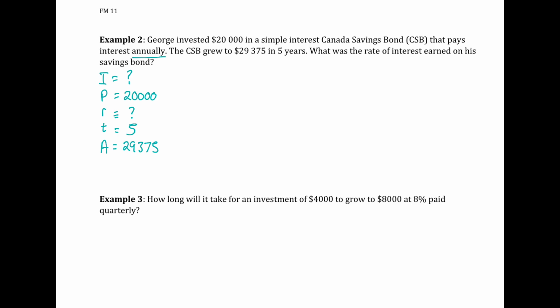Why is that easy? Because I know that the total is equal to the interest plus the principal, right? I do know the total and the principal, so that's just a subtraction. So interest is equal to total minus the starting point. That makes sense, right? If I had 20,000 and now I have 29,375, how much did this investment grow? $9,375. That's too easy.